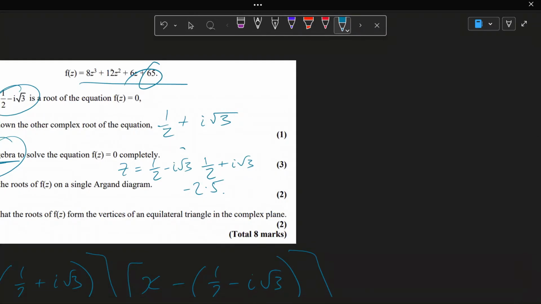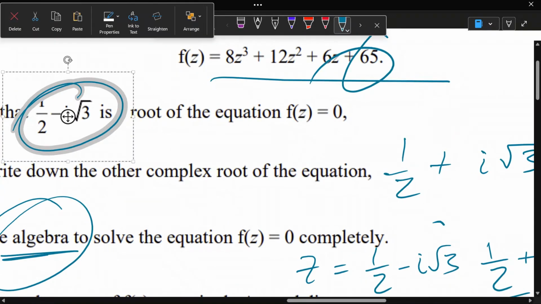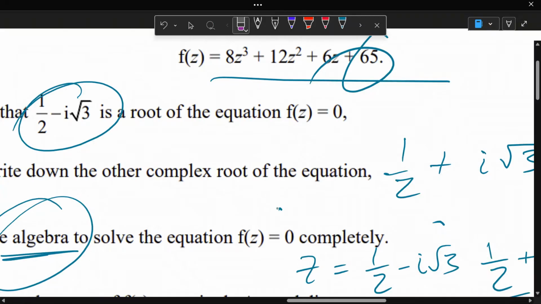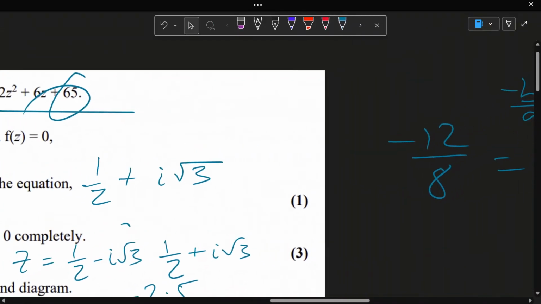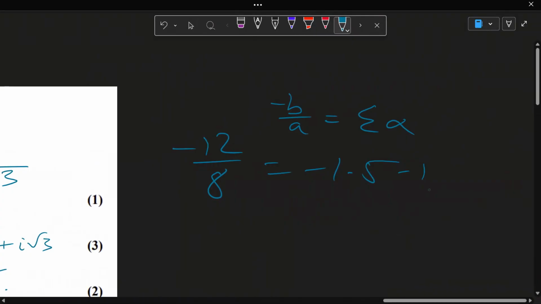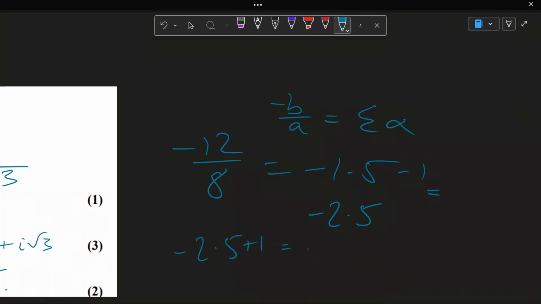From Chapter 4, you'd have sum of roots, minus b over a, which is minus 12 over 8. So the sum would be minus 1.5. Our sum with our roots before, half and half, is just 1. So you'd have this minus 1, which gives you our minus 2.5. So our total sum would be minus 2.5 plus 1 equals minus 1.5, which is what we have here.